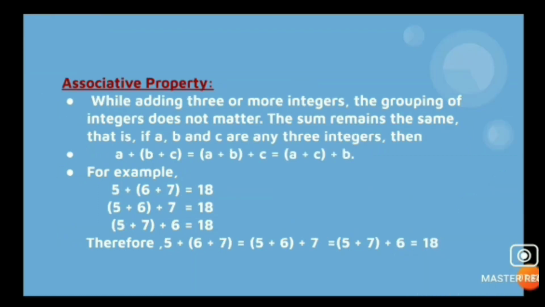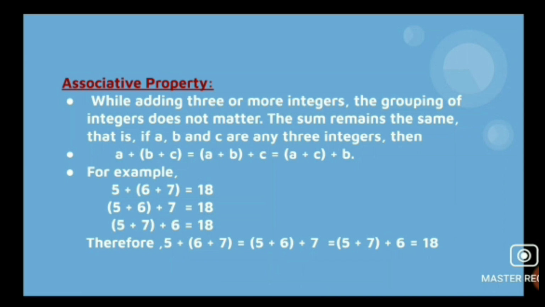Next one is associative property. While adding 3 or more integers, the grouping of integers does not matter. The sum remains the same. That is, if a, b and c are any 3 integers, then (a + b) + c is equal to a + (b + c), that is equal to (a + c) + b.